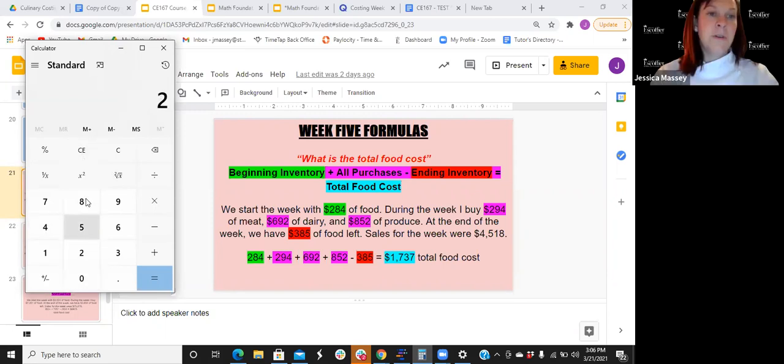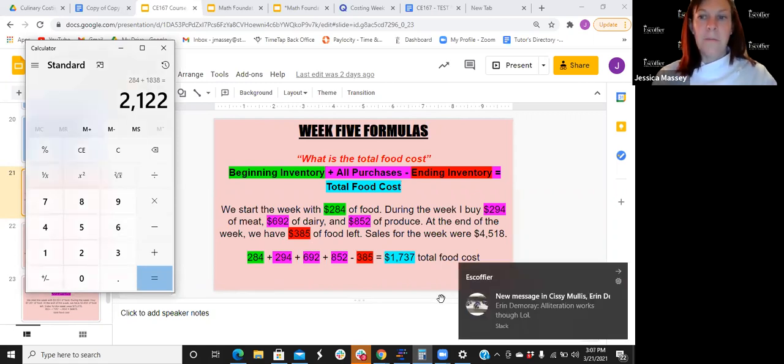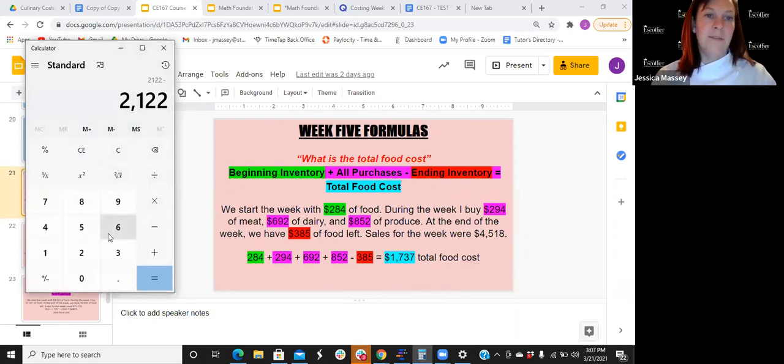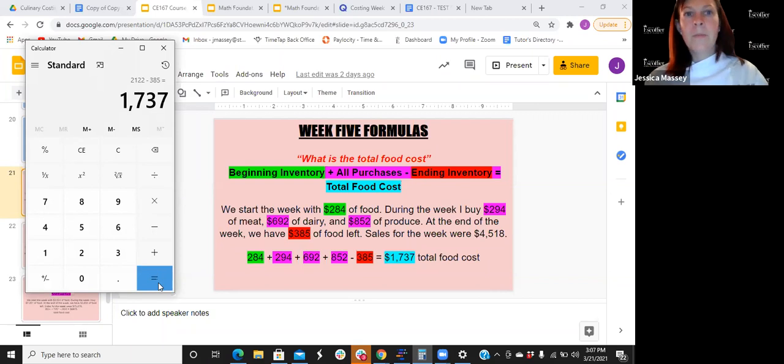So you start with your 284. You add in your 1,838, which is all your purchases, and then you subtract whatever you have left. So whatever you got left in there is the 385. And this basically is telling you you spent $1,737 on food that week that you sold. How does everyone feel with this?